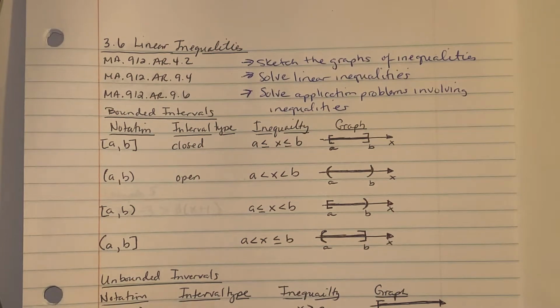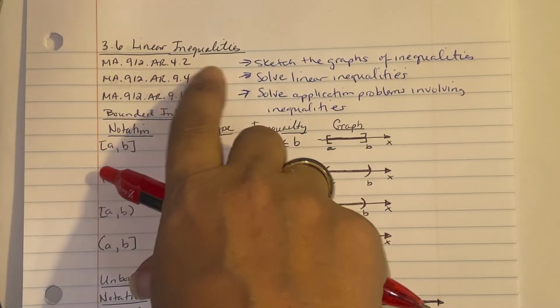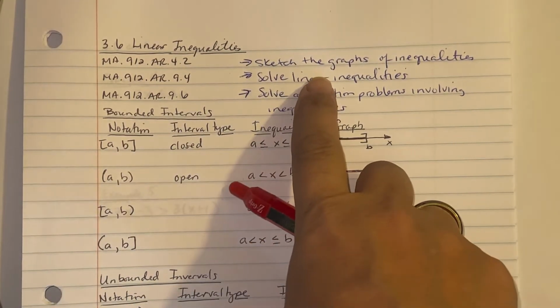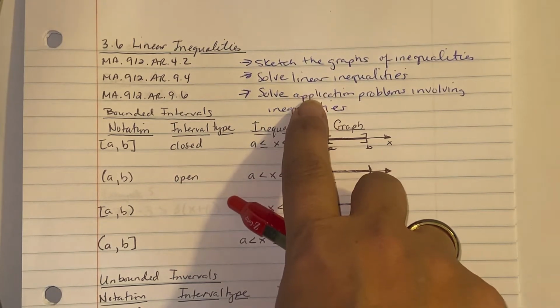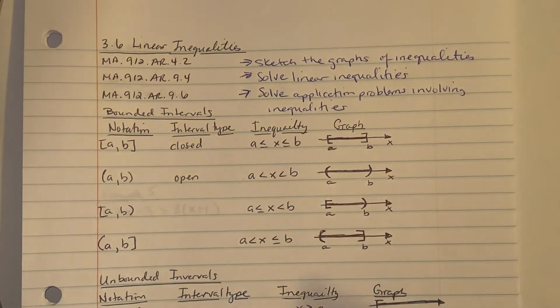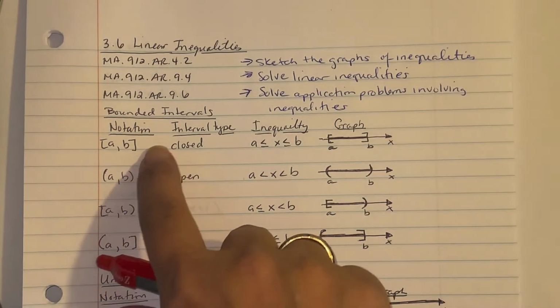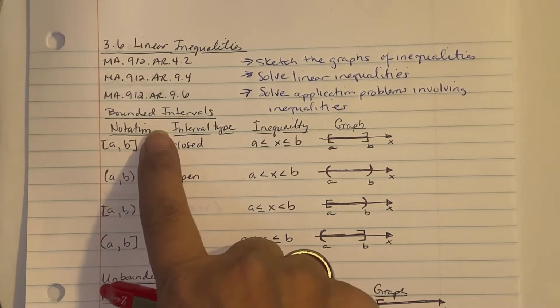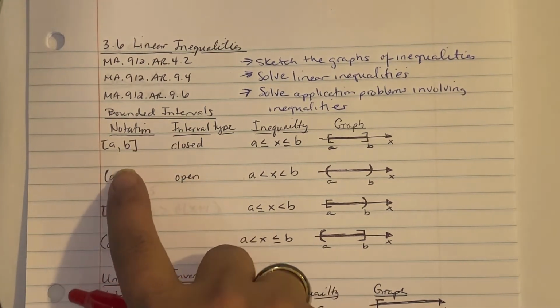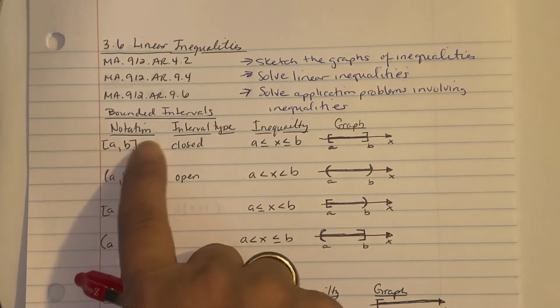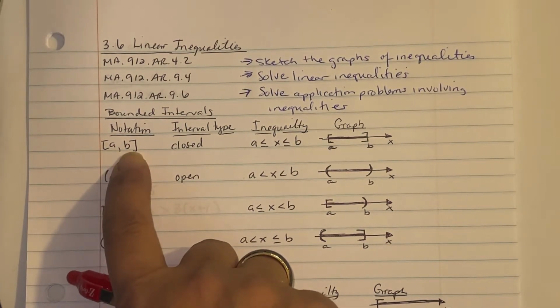3.6 Linear inequalities. So we are going to sketch the graphs of inequalities and solve linear inequalities in one variable. Here are some rules that we need to remember about bounded intervals. Bounded means that they are contained. So we could have a notation of a bracket, a comma b, close the bracket. That is called a closed interval.